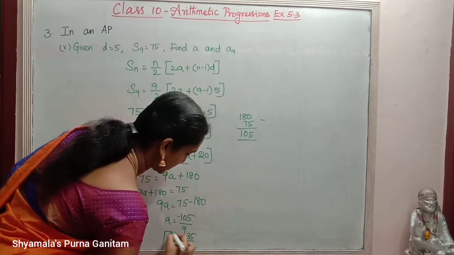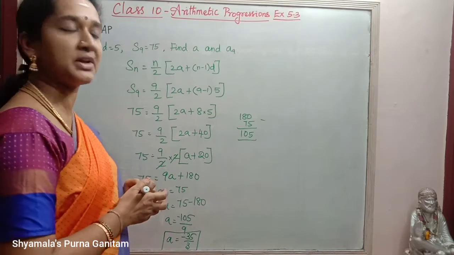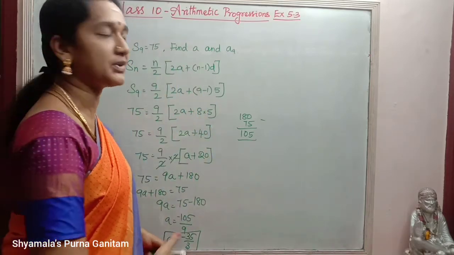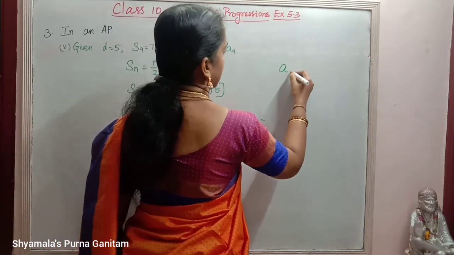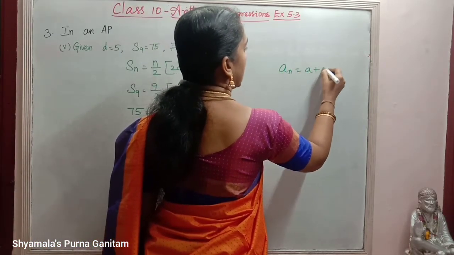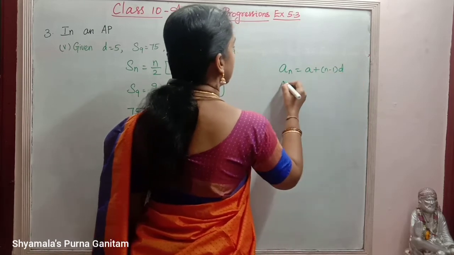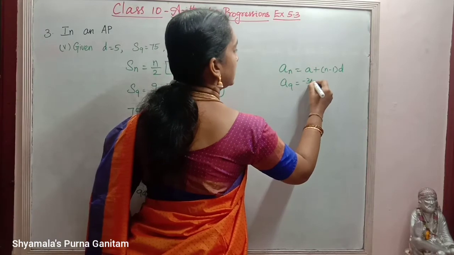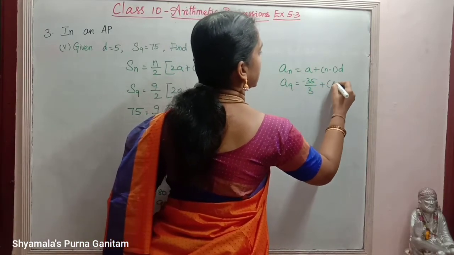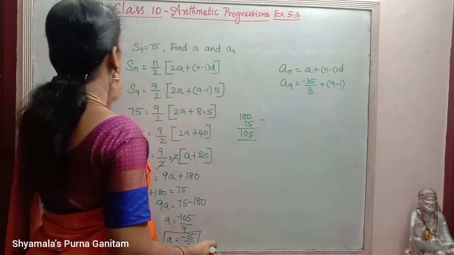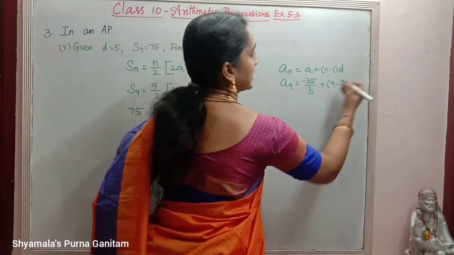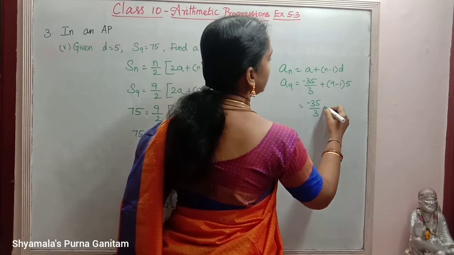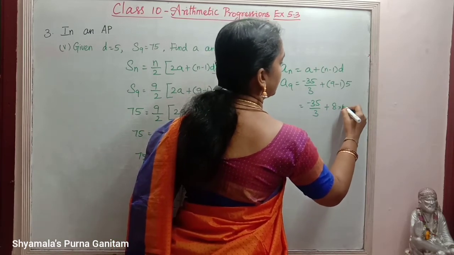So that is the first term. A is equal to minus 35 by 3. First we were asked to find A, and we found it as minus 35 by 3. Now we will find A9. An is equal to A plus n minus 1 into D. So A9 is equal to, the A value is minus 35 by 3, plus 9 minus 1 into the D value. In the question it is given as 5. So minus 35 by 3 plus 8 into 5.